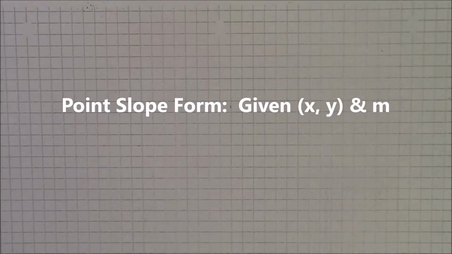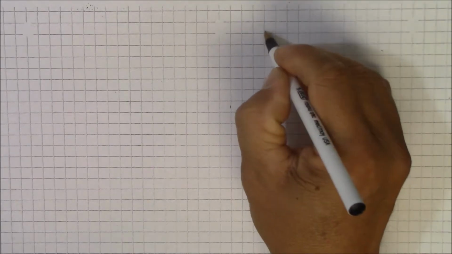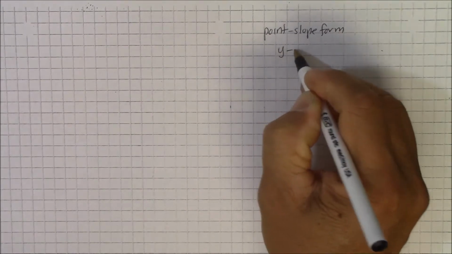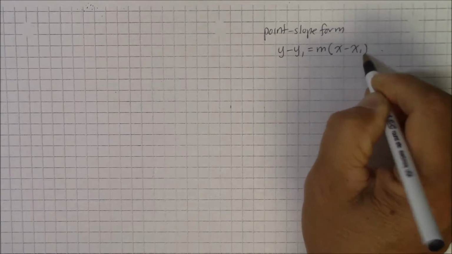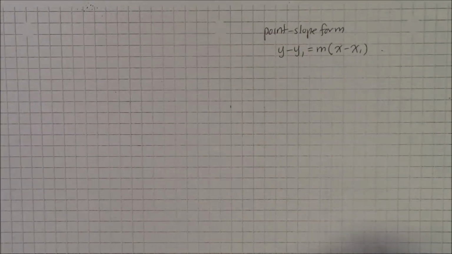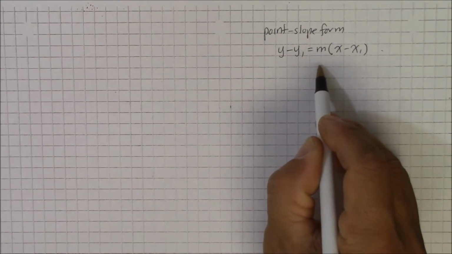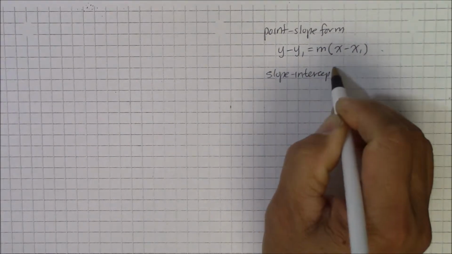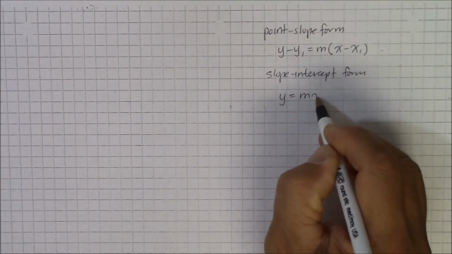Hi, this instructional video is about writing linear equations, particularly in point-slope form, which is written as y minus y1 equals m times x minus x1. And we will also go one step further and rewrite whatever the point-slope form is into slope-intercept form, which is written as y is equal to mx plus b.